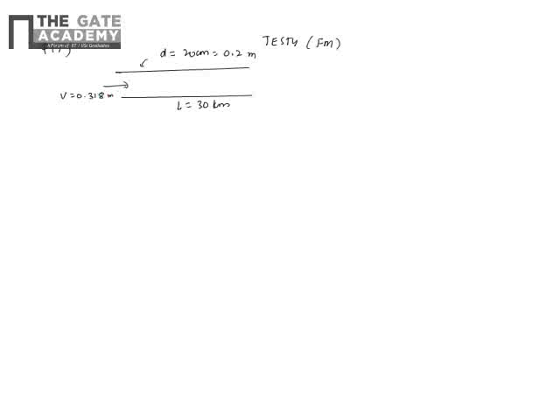Let's discuss question number 17 from test 4. This is from fluid mechanics. Well, a pipe of 20 centimeters diameter, so this is 0.2 meters, and length is 30 kilometers. It transports oil from a tanker to a shore with the velocity 0.318 meters per second.